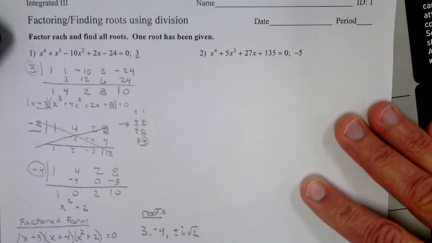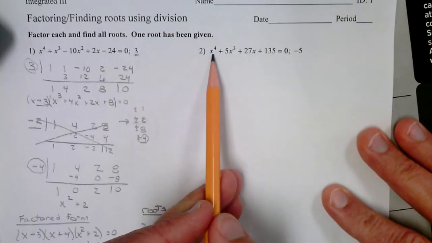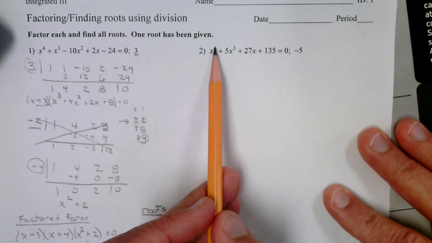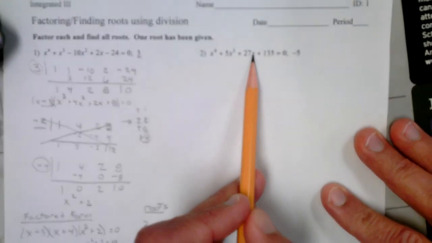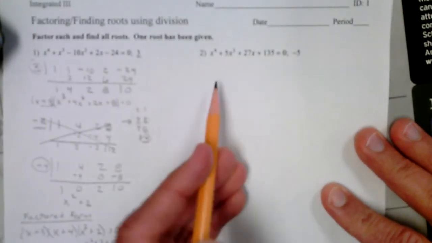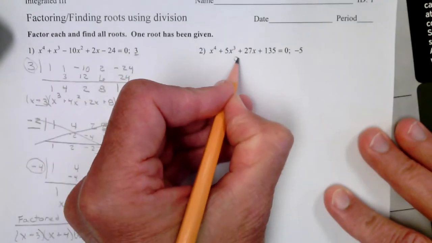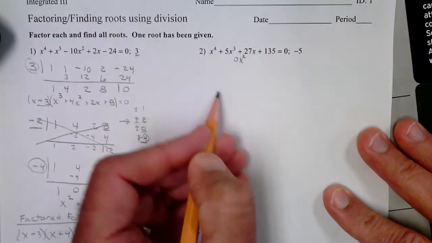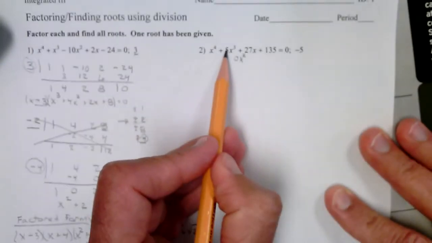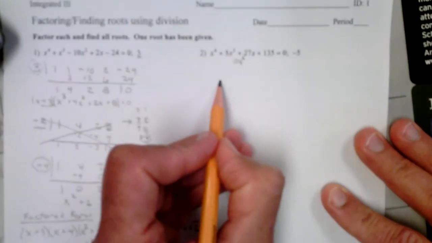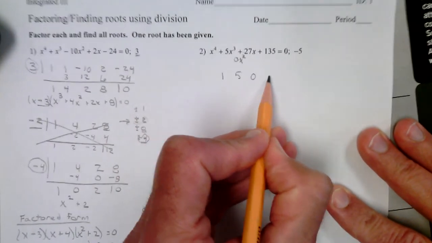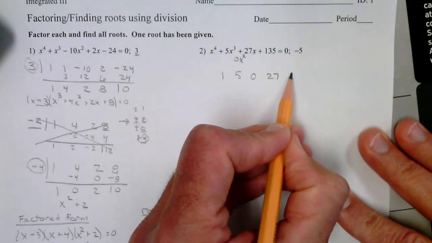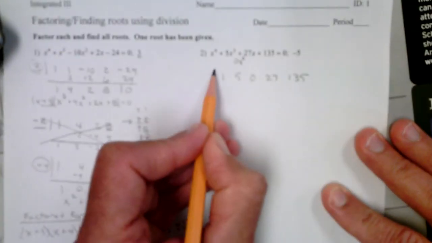Now, a couple of things I need to point out to you when you go to do these. One, you'll notice in their second example here, I've got x to the fourth, x to the third, and then it skips down to x to the first. So keep in mind, we're going to have to add in here a 0x squared. When you do synthetic division, if you have degree 4, you have to have 5 numbers. So my numbers would be 1, 5, 0, 27, 135.